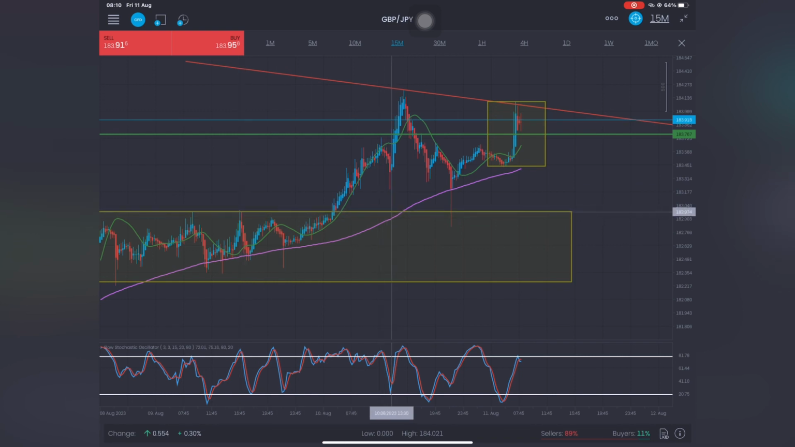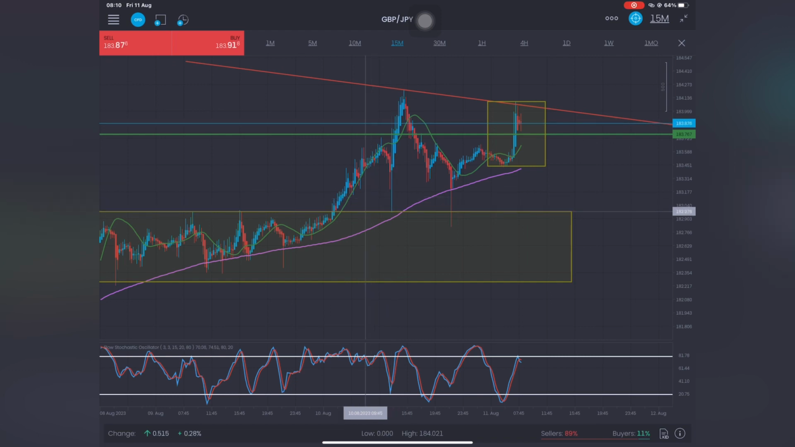So more support and resistance works. If you see the resistance box I drew, soon after the market comes there, it bounces back. So it's 182.903, and it reached 183.89. It's a lot of pips to make.